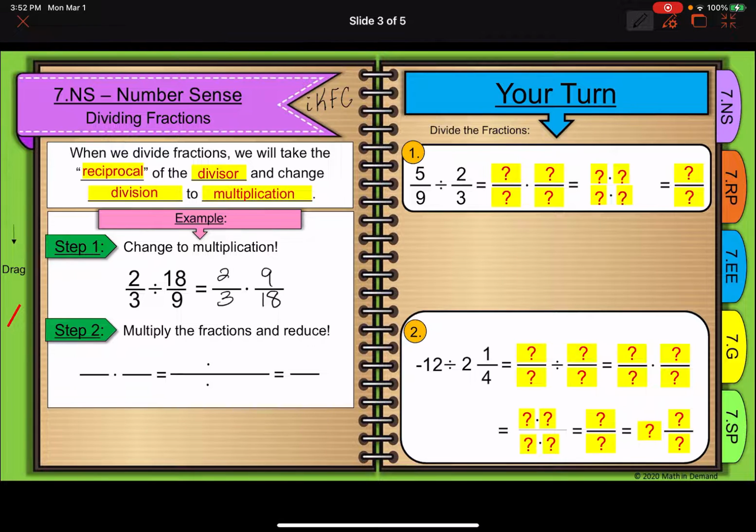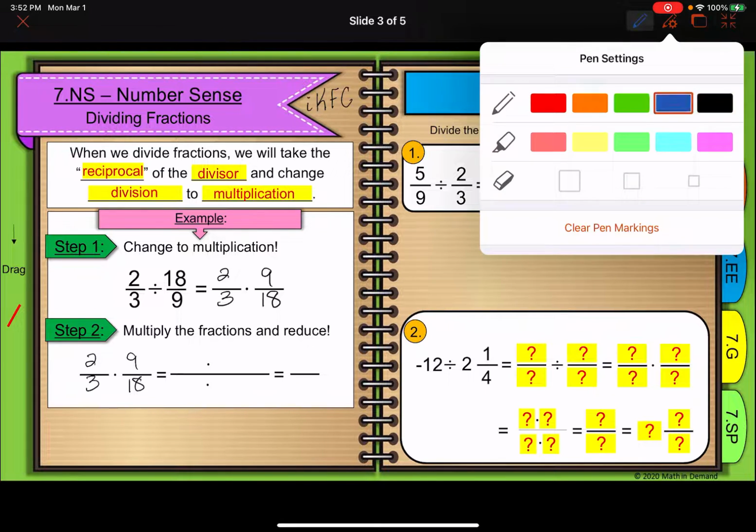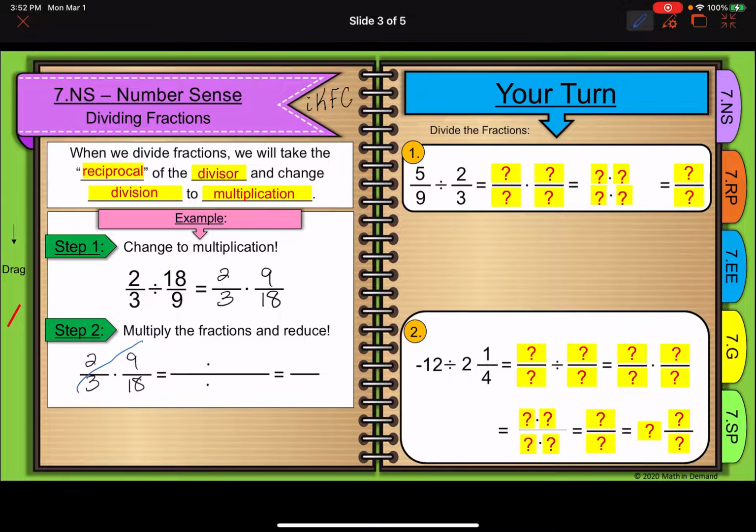So then now we're going to multiply. So I have 2/3 times 9/18. And we're going to use our cross simplification. So here I have 9 and 3. Both of which can be divided by 3. 9 divided by 3 leaves me with 3. 3 divided by 3 leaves me with 1.